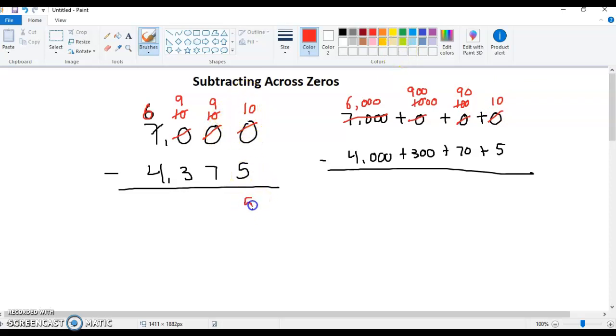10 take away 5, 9 take away 7, 9 minus 3, and 6 take away 4. And if you use the expanded form, 10 units minus 5 units, 90 take away 70, 900 take away 300, and finally 6,000 minus 4,000. Oops. Did anybody catch my mistake right here? 6 take away 4 isn't 4. 6 take away 4 is 2. There we go. So 2,625, 2,000 plus 600 plus 20 plus 5.